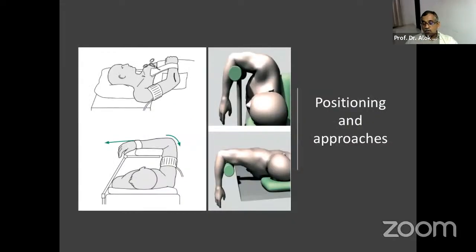So how to operate on these fractures? It is very simple to make the patient lie supine, but then you don't get a three-dimensional view. Sometimes the people keep the patient supine and support the limb so that they can go from the posterior approach. But most of the orthopedic surgeons keep their patients in a lateral position so that the elbow is hanging free, or in the prone position, in which they have a three-dimensional access to the elbow joint.